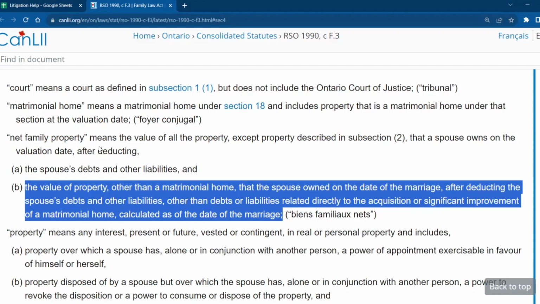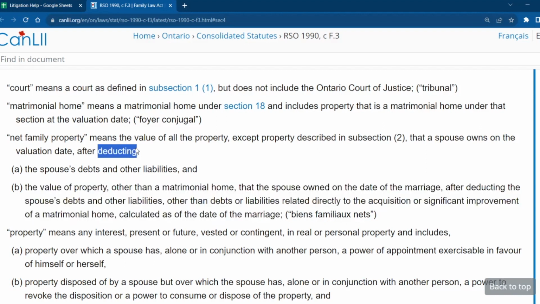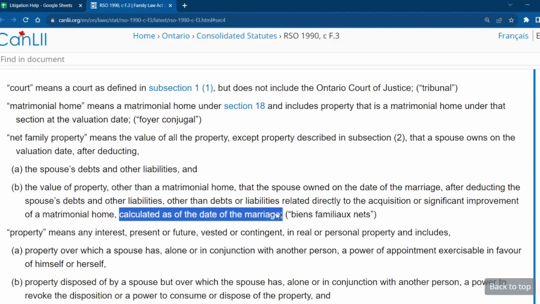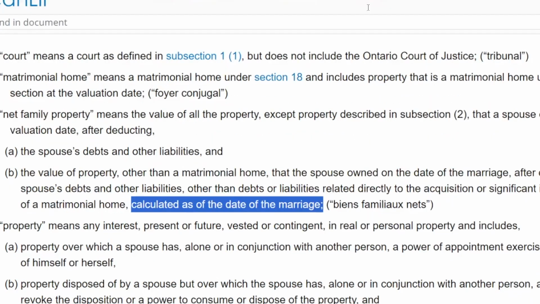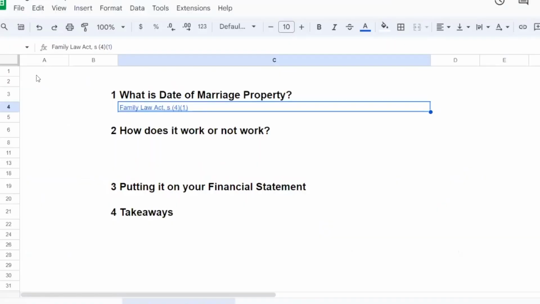One is the word deduction, okay? And the second one is calculated as of the date of marriage. Those are the two big takeaways. The exceptions regarding matrimonial home, we'll get there, okay? But what are we doing? So let's just quickly talk about what exactly we are doing.